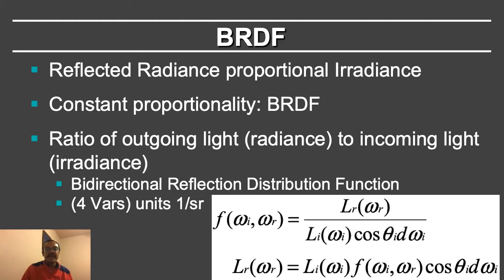Notice that the BRDF is a function of 4 variables, so it's a function of incident and outgoing directions, each of which depends on the latitude and the longitude, or more precisely the elevation and the azimuthal angles, theta in, phi in, theta out, phi out. The units of the BRDF is 1 over steradian, because radiance has units of watts per meter square per steradian, and irradiance has units of watts per meter square.